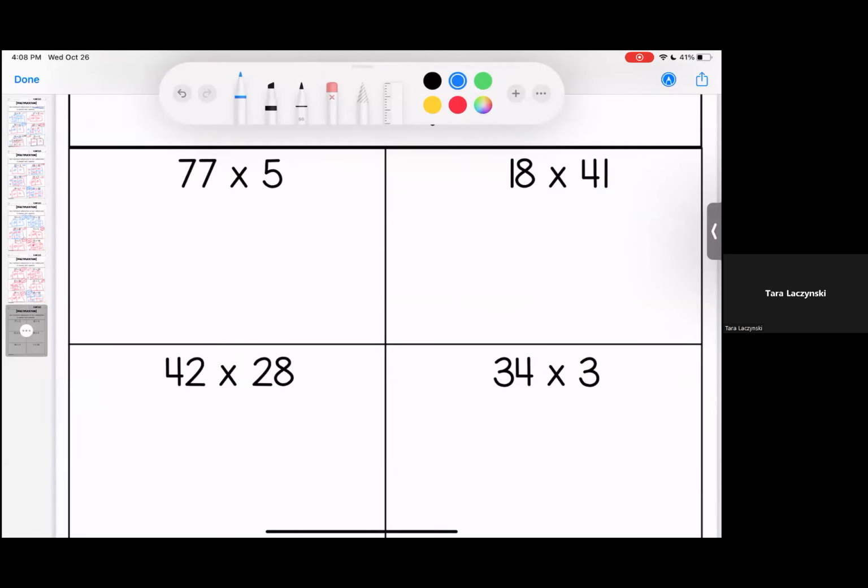Headed into our last page here. Again, if at any point you need to rewatch, please go ahead and pause it, rewind. You can watch this as many times as you need to.